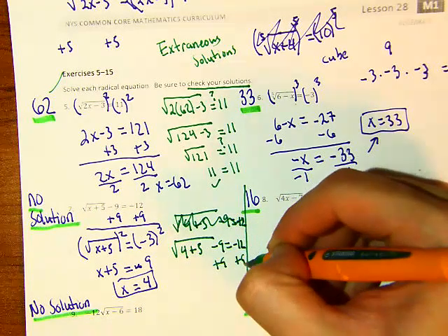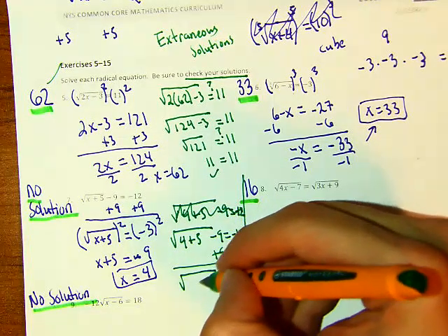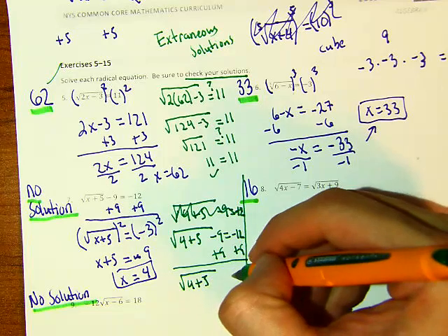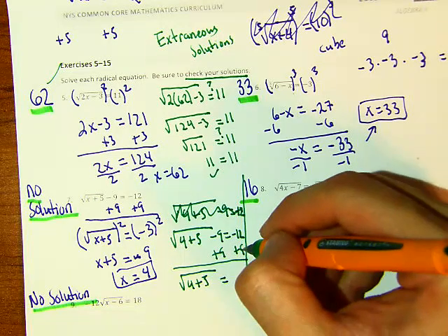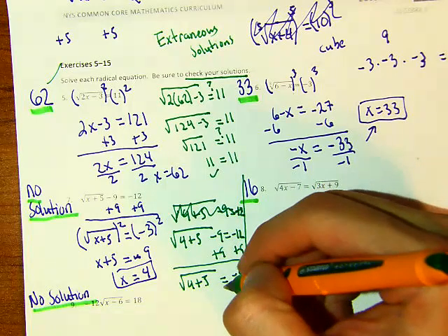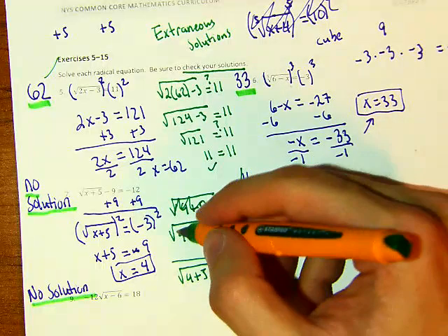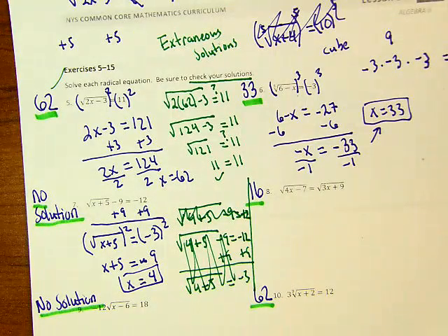Plus 9, and here you have square root of 4 plus 5. Does that equal, what's this? This is minus 3. And then here, wait, what am I doing? No, you don't even need to do that. My bad. Oh god, sorry.